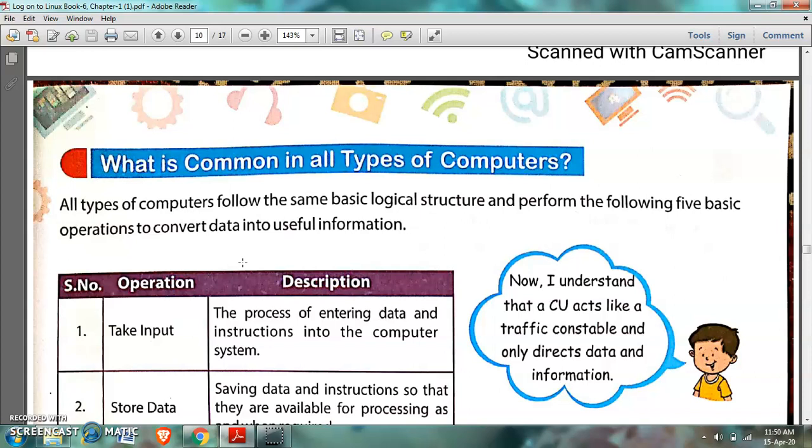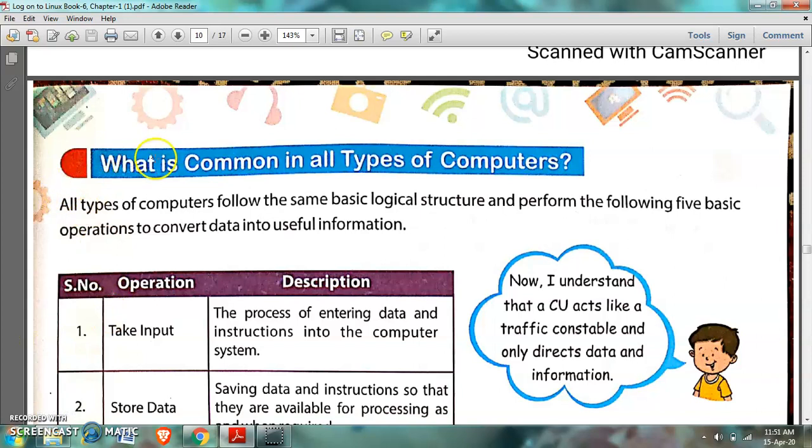Okay, so our last video was about chapter number 1, in which I told you the classification of computers: mini computers, mainframe, supercomputers. You find some same features in all the computers, that they take input, then they process the data, then they give the output. Today we are going to study the common tasks done by all types of computers.